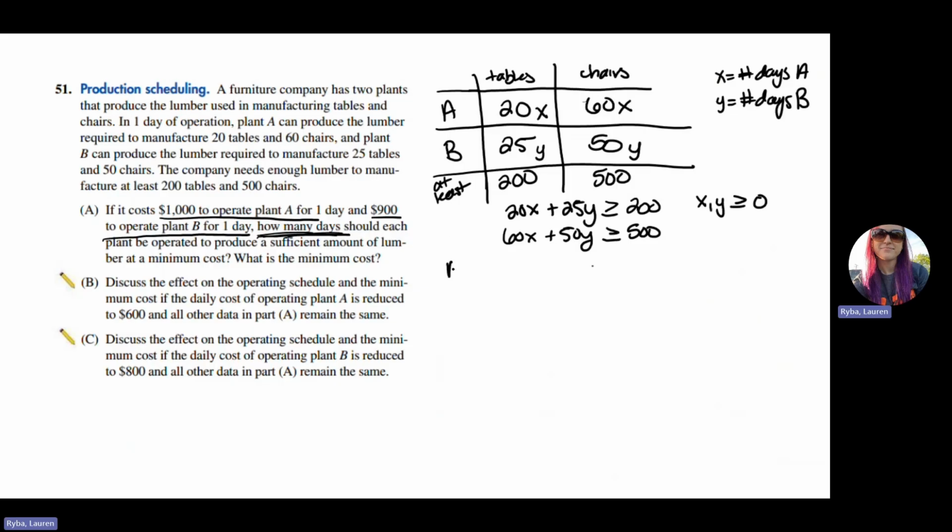We want a minimum cost. So I'm going to make minimum C, and my cost is 1,000 for every day at A, so 1,000X plus 900Y.